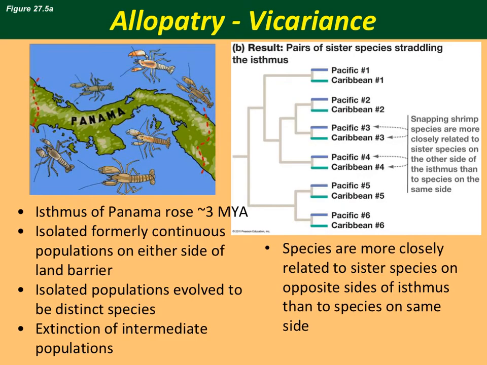Now, okay, and we've seen this kind of thing before. The Isthmus of Panama, at one time, remember, it was all water here. All these different snapping shrimp, they were all a couple of different species, okay? And I don't know how many different species we can see here. We got 1, 2, 3, 4, 5, 6 different species of snapping shrimp.